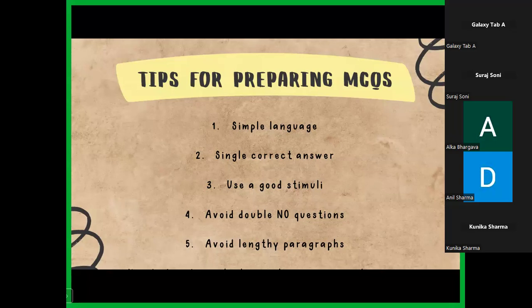So how to prepare good MCQs, which should stimulate thinking or which should be able to differentiate between mechanical and real learning? Here are a few tips. The first thing that we can ensure is that the language of the item should be simple and it should be age appropriate.